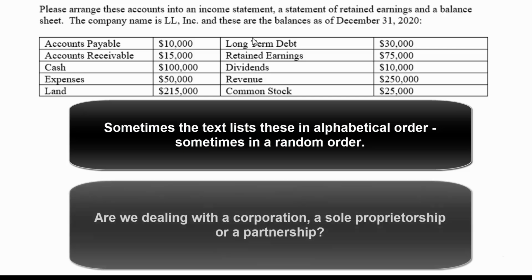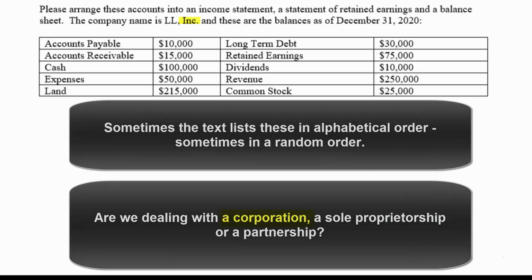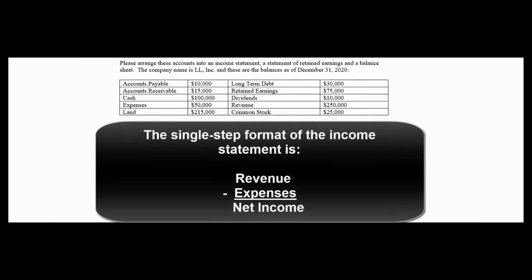And secondly, we've got to identify the type of entity we're dealing with here. This is LL Inc. So we're talking about a corporation. So our statement of owner's equity is going to be a statement of retained earnings. Retained earnings at the beginning plus net income minus dividends gives us retained earnings at the end. But before we get there, let's do the income statement first.